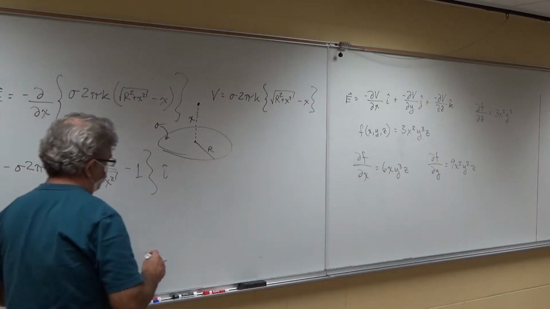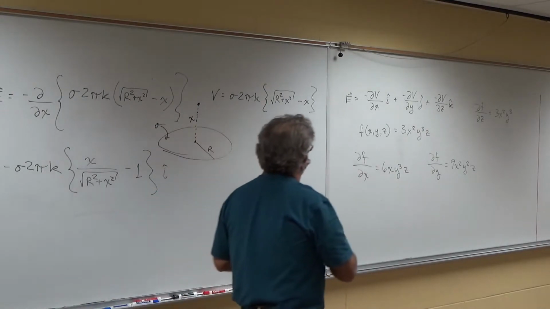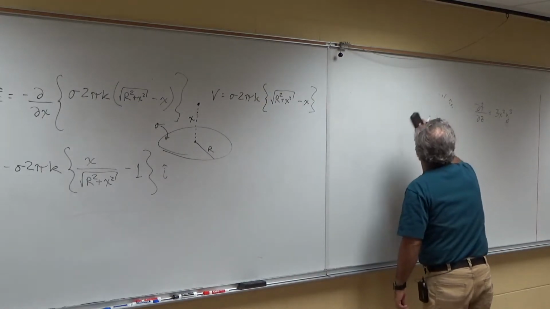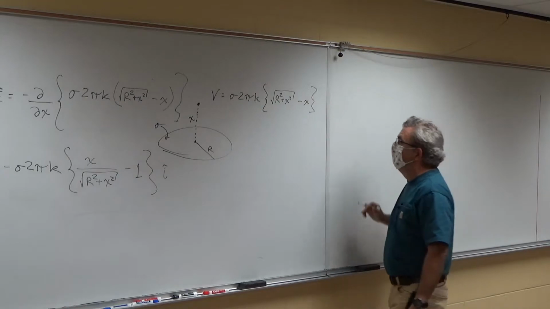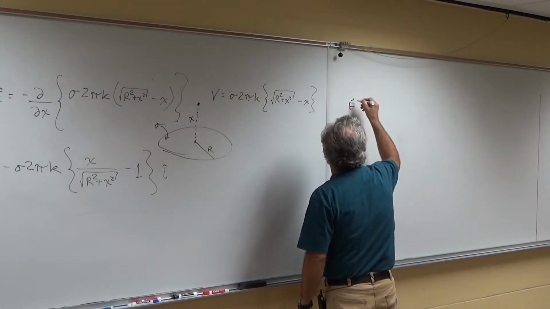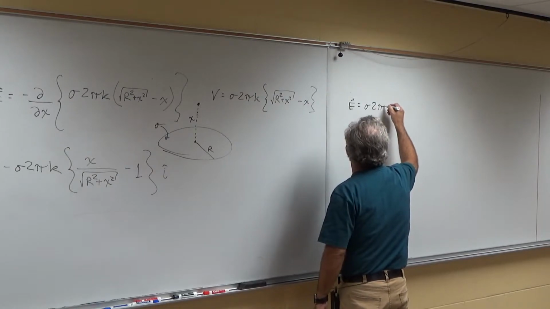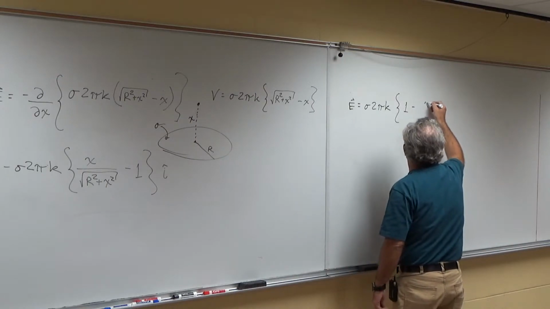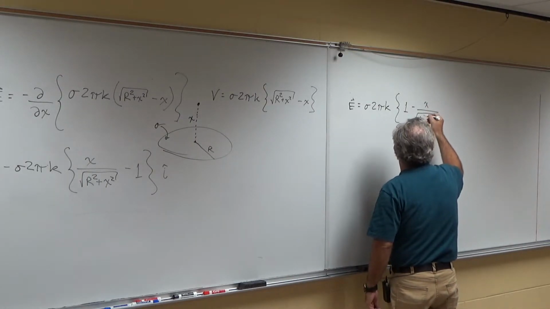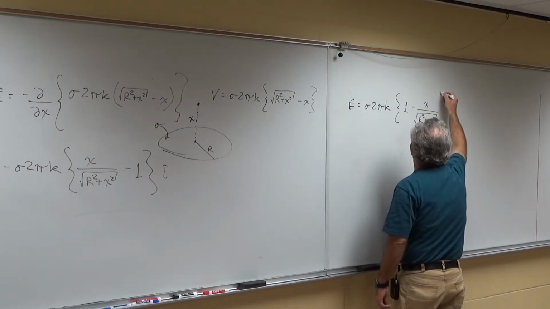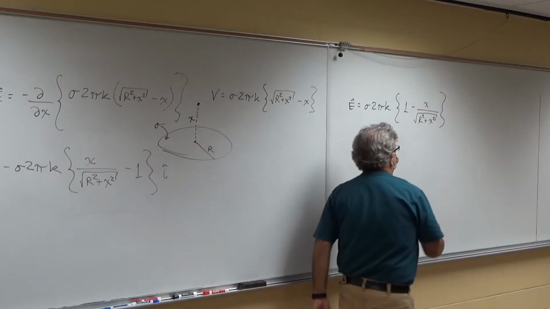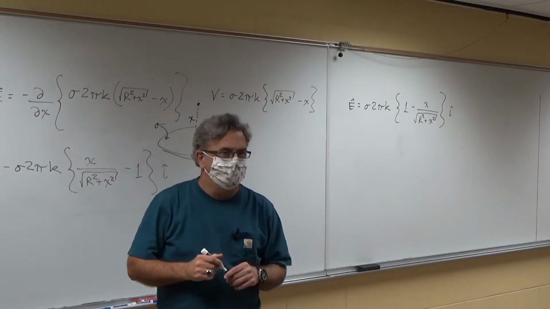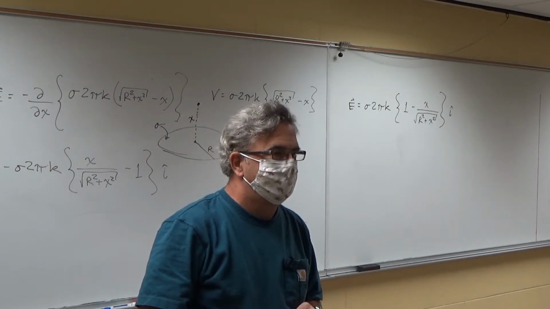So let me change this around a little bit. I'll write it over here. So E is equal to sigma over 2 pi k times 1 minus x over the square root of r squared plus x squared, and that is exactly i hat. That is exactly what we got when we did all that difficult integration for the electric field.